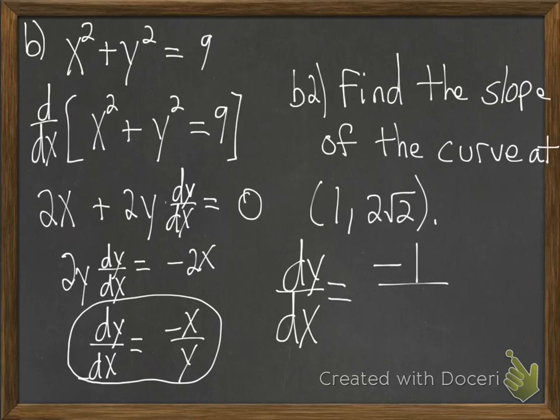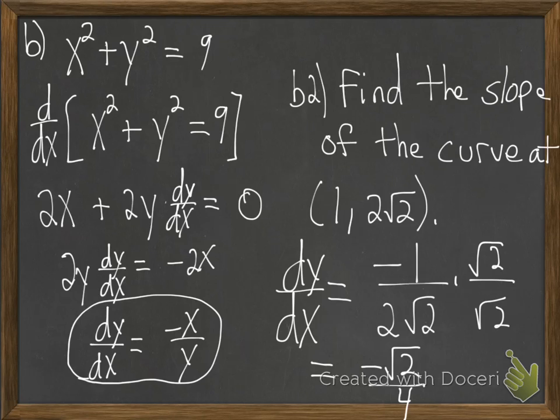It would be negative x over y, which is negative 1 over 2 root 2. We'd like to rationalize that, of course, so multiply by the square root of 2 over the square root of 2. We get negative square root of 2 on top, and in the bottom, square root of 2 times 2 root 2 would be 4. So negative square root of 2 over 4. Working it out as a decimal, you'll find that that's approximately negative 0.35, or a bit more than negative 1/3.